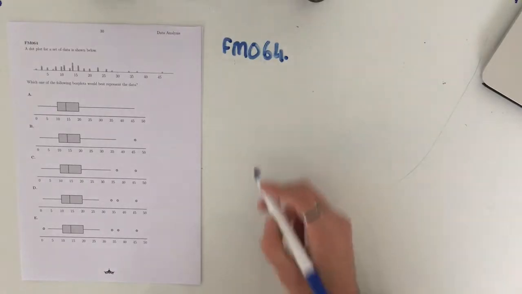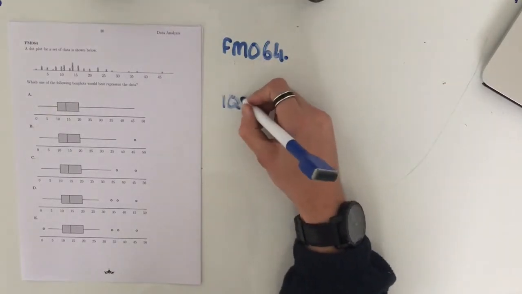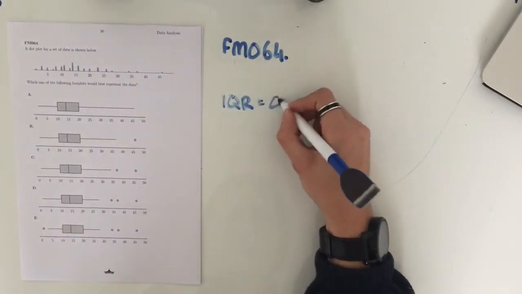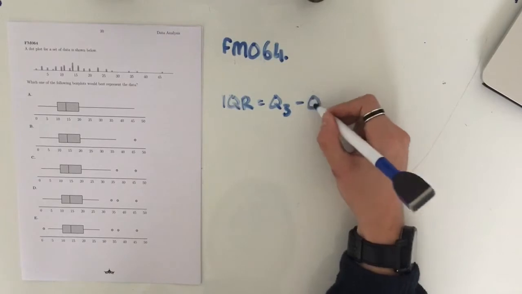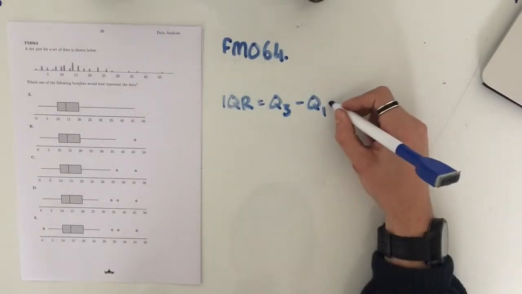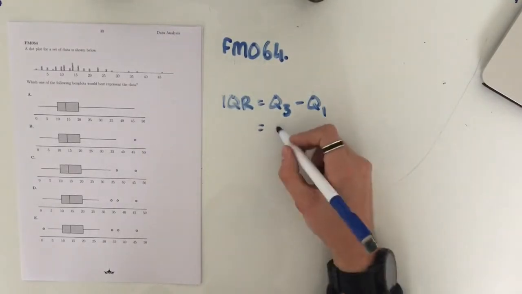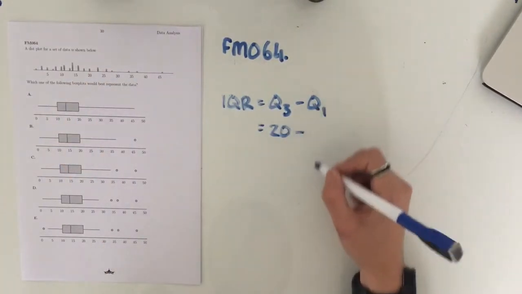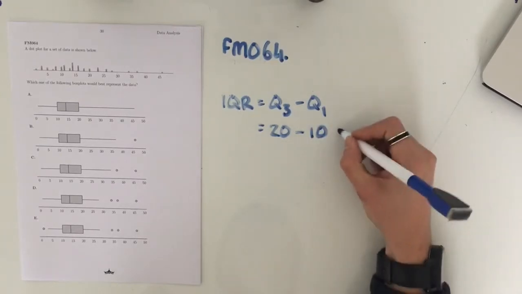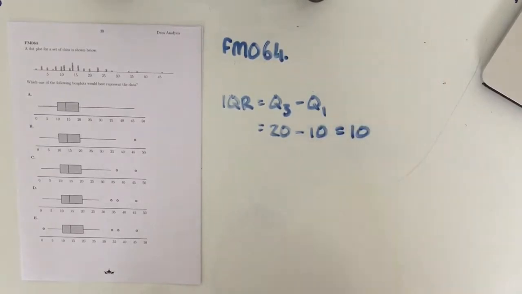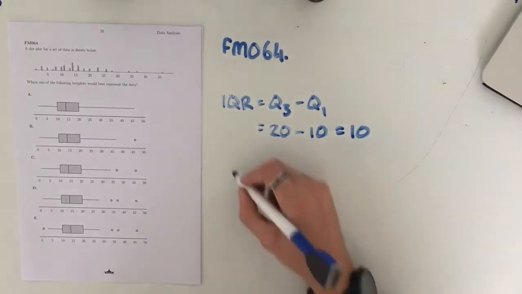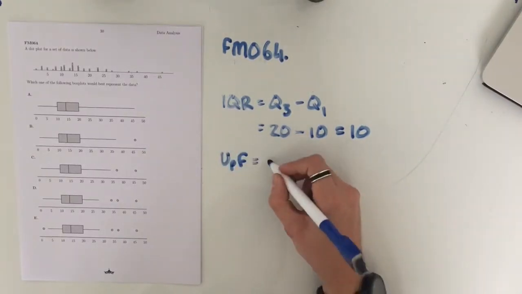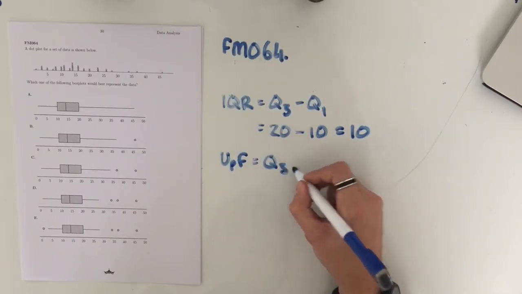To do that, of course, we need to find our interquartile range, which is Q3 minus Q1. So that's going to be equal to Q3, which we have at 20 there, just looking at this box plot here, and Q1 is going to be 10, meaning we have an interquartile range of 10.